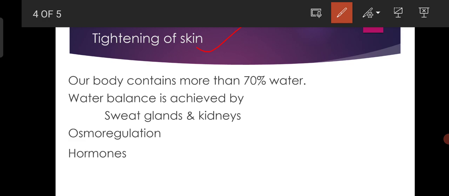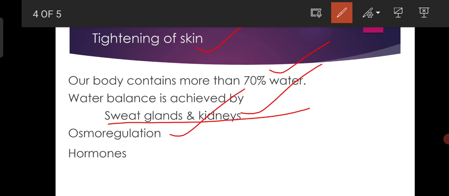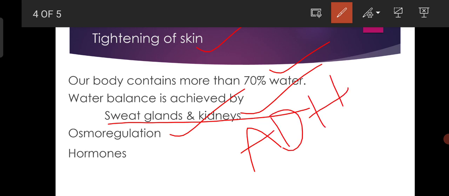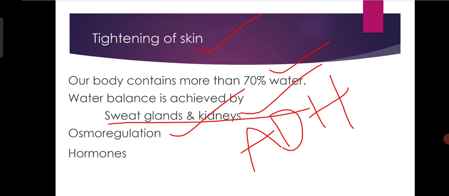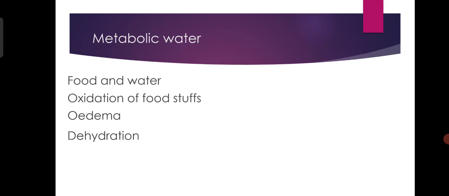Our body contains more than 70% water. Water balance is achieved by sweat glands and kidneys. And the water balance is called osmoregulation. And even hormones play a crucial role in osmoregulation. For example, ADH, antidiuretic hormone, is essential for reabsorption of water content during urine formation. So, like that, hormones also play a crucial role in the water balance.